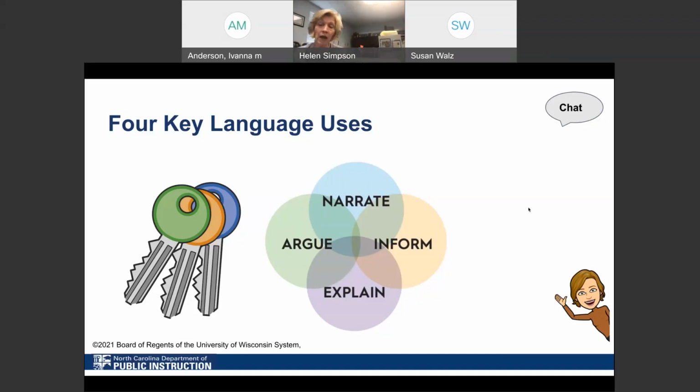So as we realize these key language uses can be nested within a unit, you also always want to think about what is the most prominent key language use as you plan a unit. And often, and I'll give you a hint, and we'll get into this more in later modules, oftentimes the summative assessment will give you a good idea of where the focus is with that key language use.